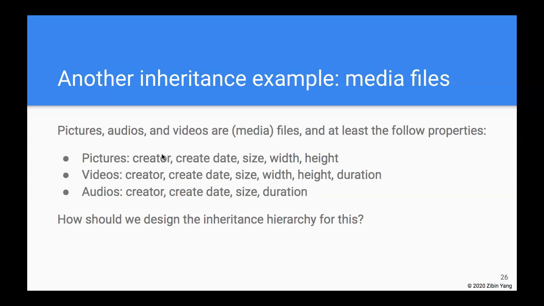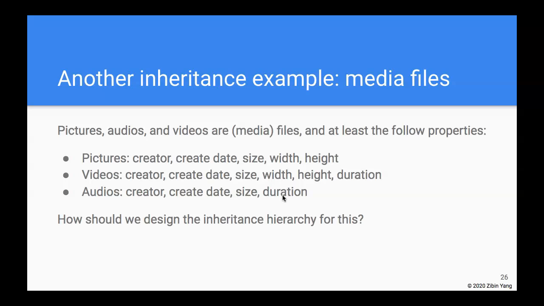So all of them, pictures, videos, and audios, would possibly have creators and the times that they're created and the size of the file. And for pictures, it would have a dimension, right? The width and the height. Now for video, it will have the width and the height and also a duration, how long the video is. For audios, there's no width or height, but it does have a length as well, so the duration.